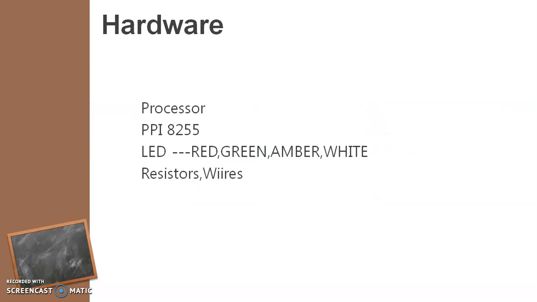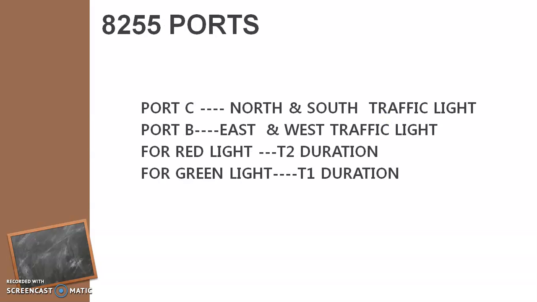So we'll see a simple traffic light controller, how it works. What are all the hardware components we need? We need the processor with the clock and some supporting devices like 8255. 8255 is a programmable peripheral interface device through which we will be connecting the LEDs of the traffic light like red, green, amber and white, and a few resistors and wires.